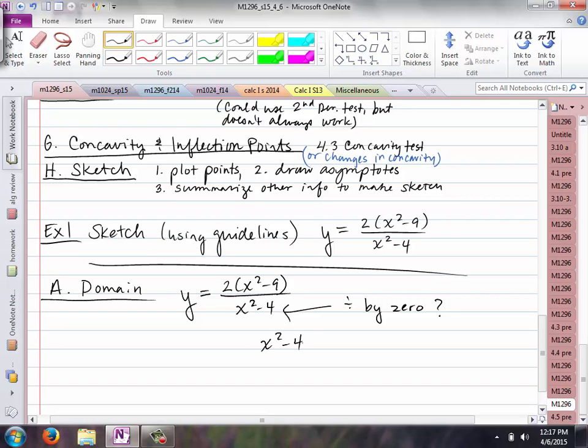So if you want, you can just write the equation. Does x squared minus 4 equal 0 anywhere? And if so, where? We'd need to exclude that from our domain. So solve that little equation, and what you should get is, yeah, there are some places where we have some issues. Where is it? 2 and negative 2. Good. So these are excluded from the domain.